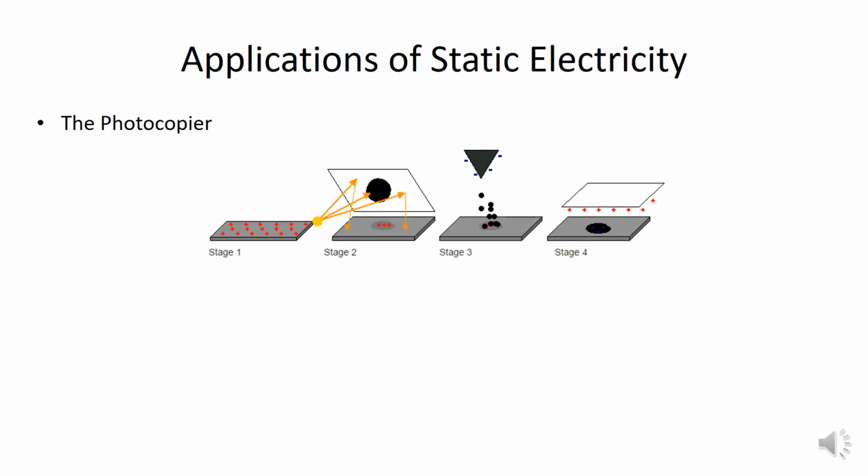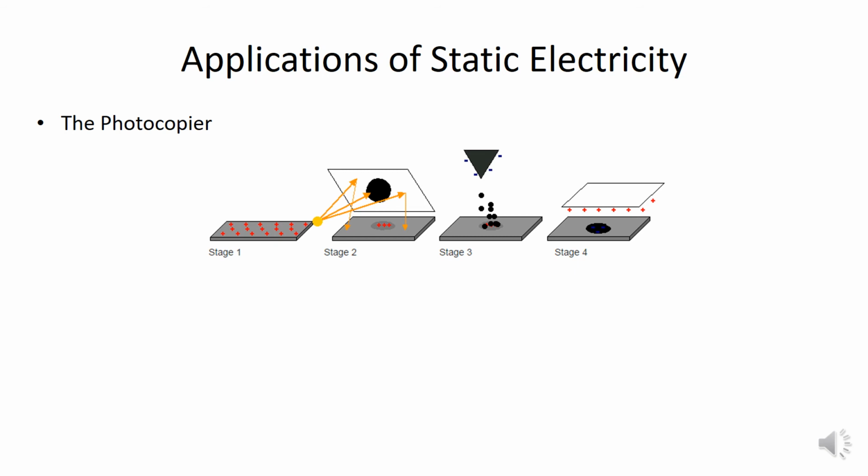Now we have applications of static electricity. So we talked about how to create charge and the way like charges repel and unlike charges attract. We were able to create charge using friction. So what are the applications of this? What are the practical uses of it? And one would be your office photocopier.